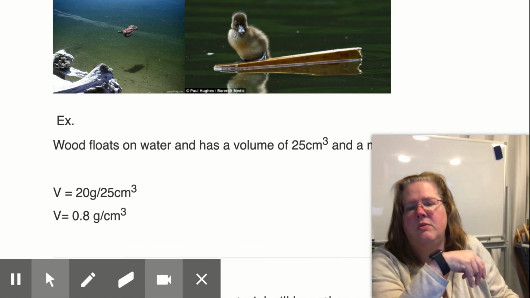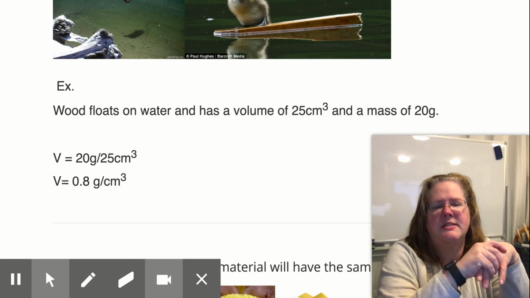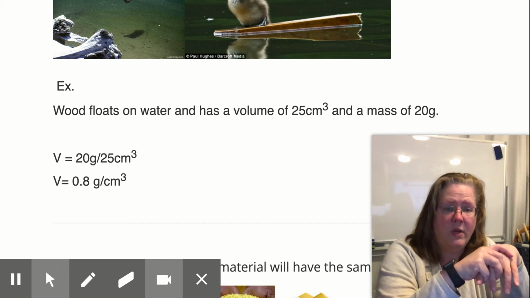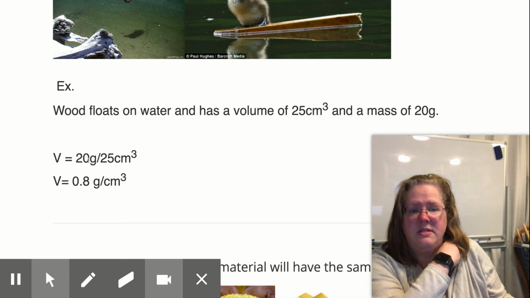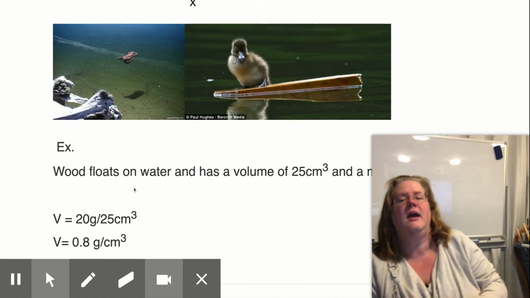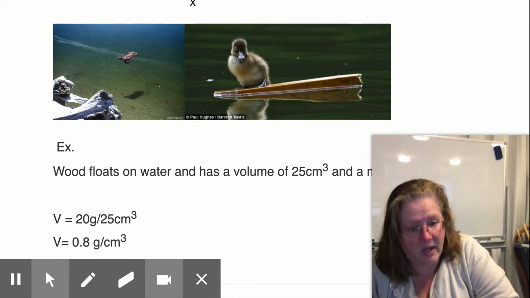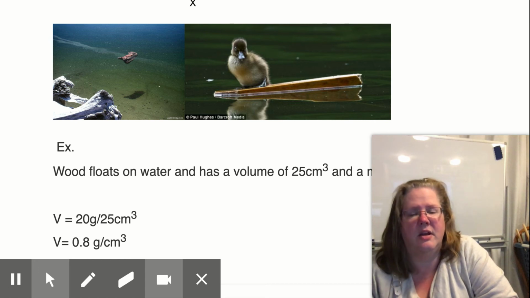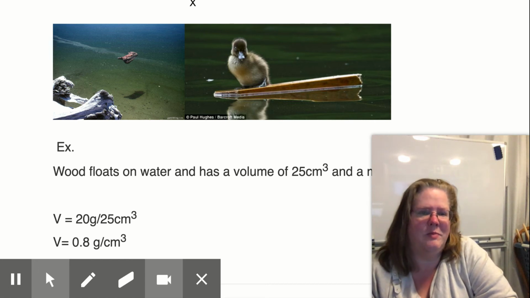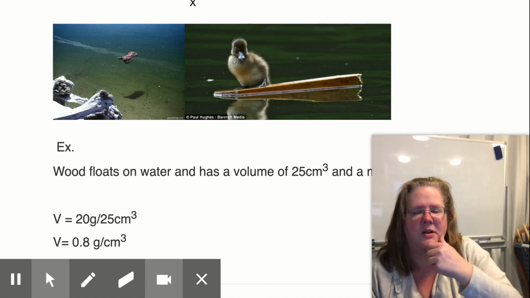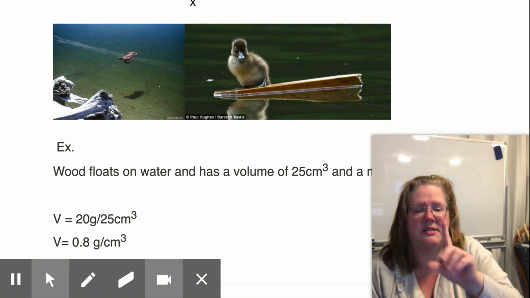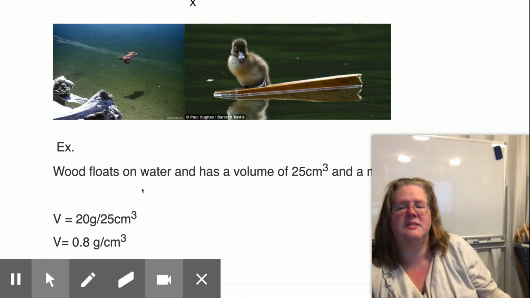We just saw that wood floats on water, has a volume of 25 cubic centimeters and a mass of 20 grams. I can figure out the wood's density because it's mass divided by volume: 20 grams divided by 25 cubic centimeters leaves 0.8 grams per cubic centimeter. As we define the density of water as 1, because 1 milliliter of water is 1 cubic centimeter, wood being less than 1 is going to float.